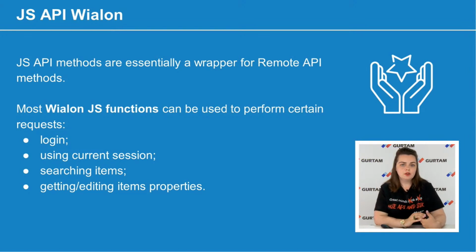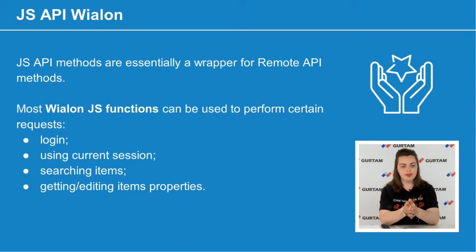Not all remote API methods have corresponding JS functions. For example, event methods that we discussed at the previous webinar don't have the same JS functions. In this case, you will need to execute the remote API request. So you need to send a POST request from your application to Wialon with all required parameters. But even for this case, the JS API can help you. There is a special function to execute a remote request. I will show you this in my code later.